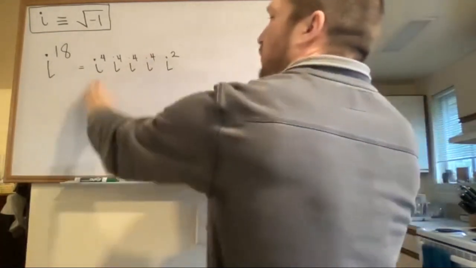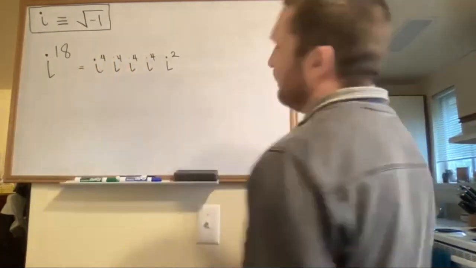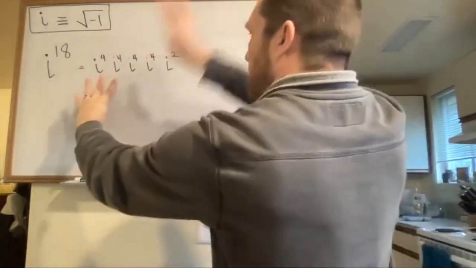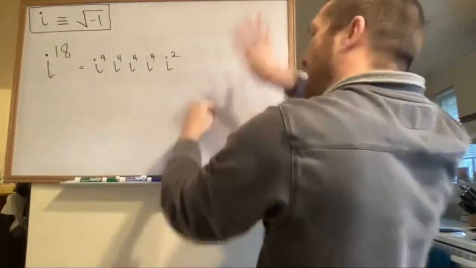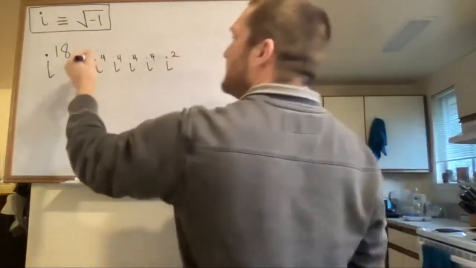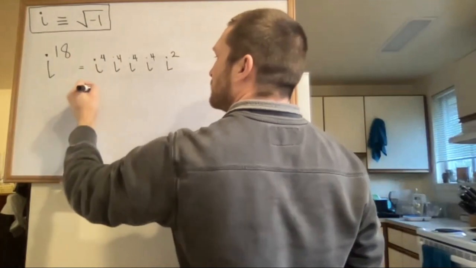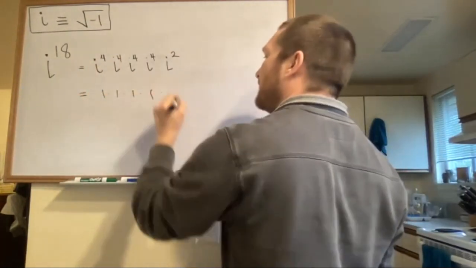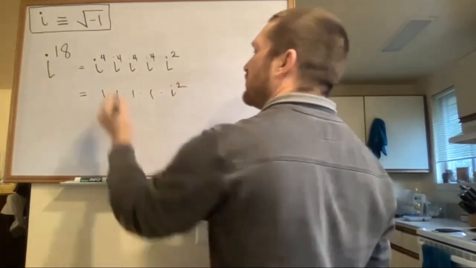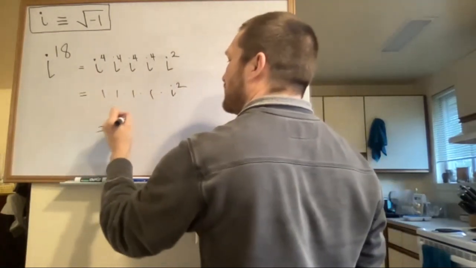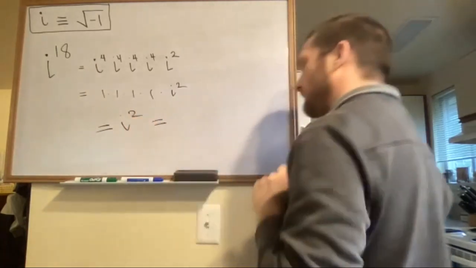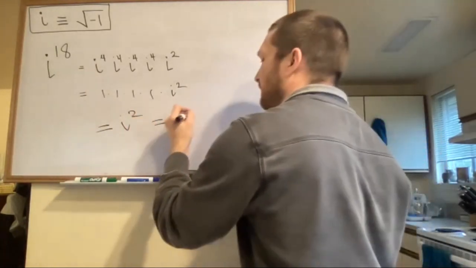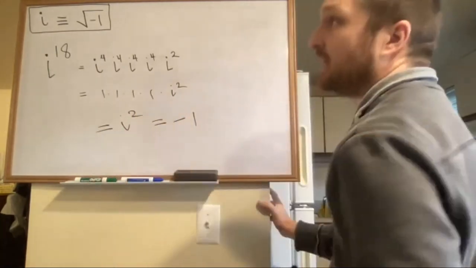Because I'm imagining each one of these is four. Instead of writing i 18 times, I'm just saying, well, that's four of them. That's another group of four. That's another group of four. That's another group of four. And so each one of these is just one. So that's one times one times one times one times i squared. So that's one times i squared. That's just i squared. What is i squared? Negative one. Yeah, negative one.